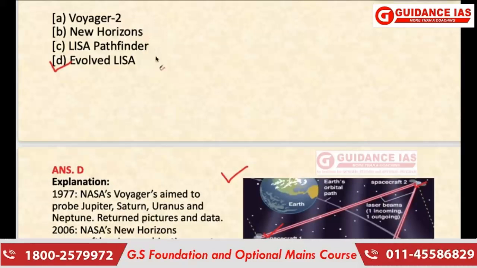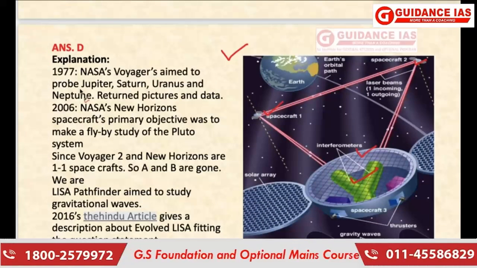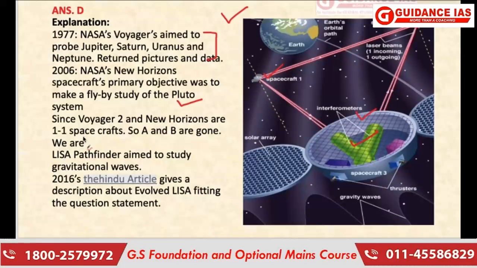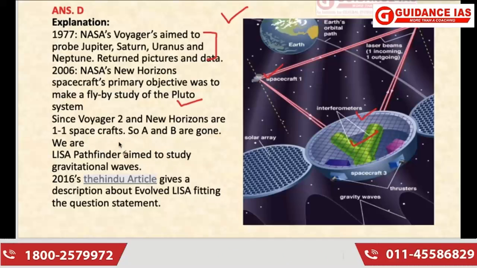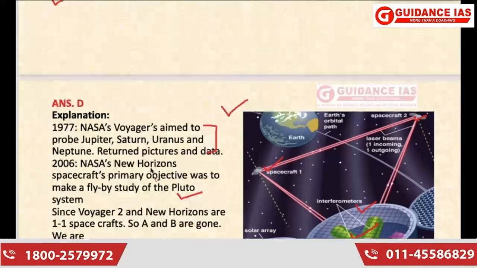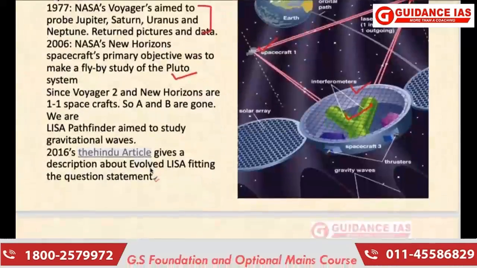But if we talk about these other missions, like for example Voyager 2, New Horizons, LISA Pathfinder: Voyager 2 is aimed to probe Jupiter, Saturn, Uranus and Neptune. The New Horizons mission is related to, if you have heard, Pluto. Voyager 2 and New Horizons are one-to-one spacecraft, so we can eliminate these two options. LISA Pathfinder is also related with gravitational waves, but eLISA is the evolved LISA, which fits the question the most. That is why D is the correct answer for this question.